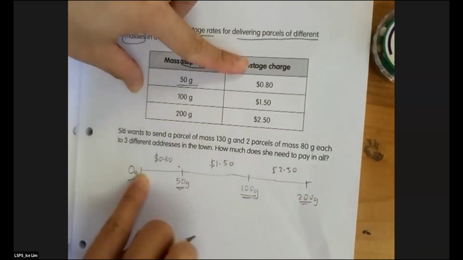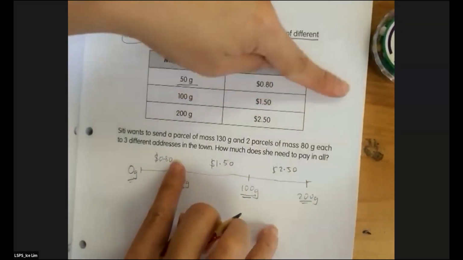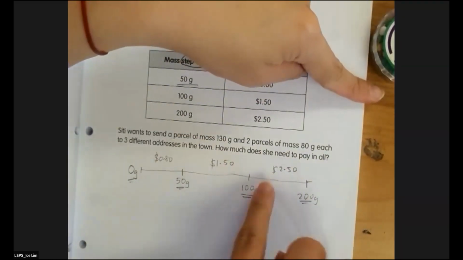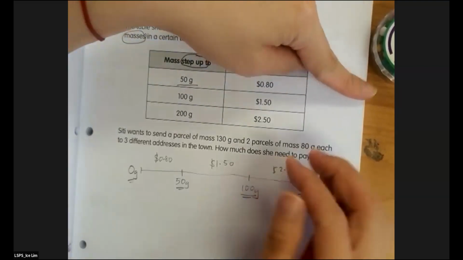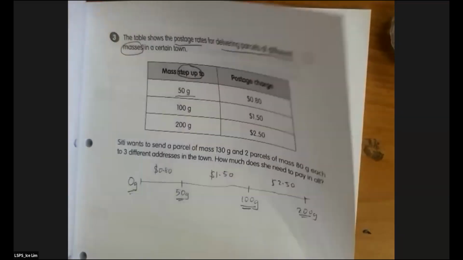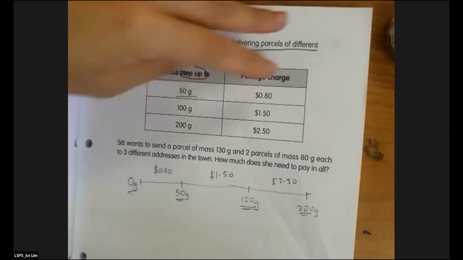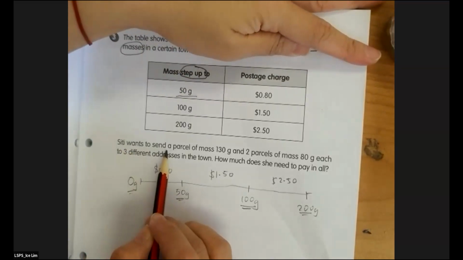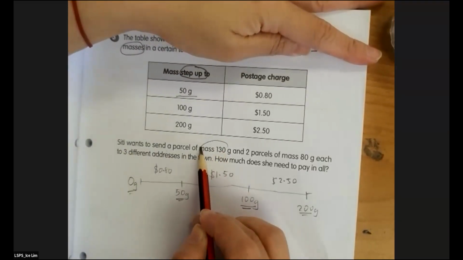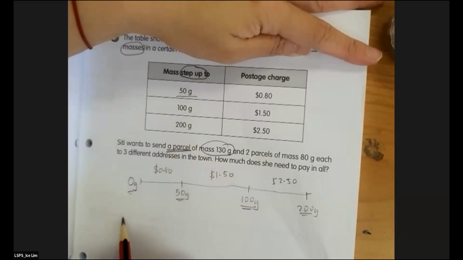The first thing first, I understand. So I post something, I must check the math. I weigh already, then I see how much I need to pay. Then the actual question. After you make sense already, then you can get to the actual question. Now, the actual question says here, City wants to send a parcel, mass 130.